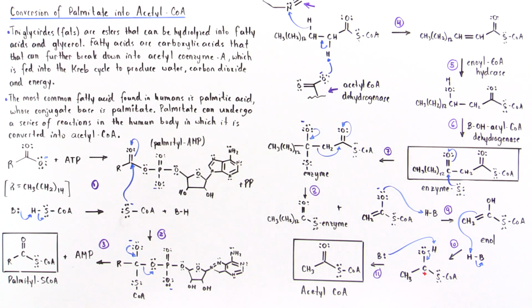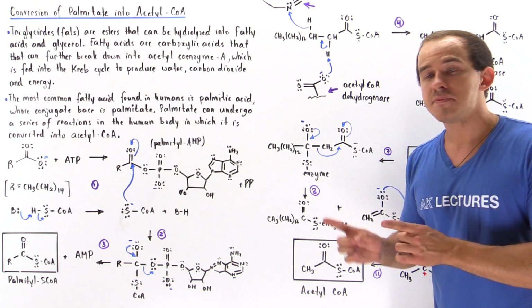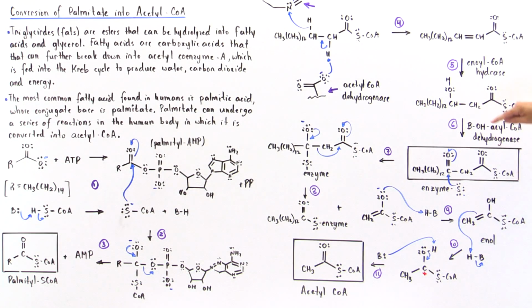And in the 6th step, another enzyme called beta hydroxyacyl coenzyme A dehydrogenase now takes off an H atom from our oxygen. So it takes off this H atom, and we also take off this H atom, and a pi bond is formed between this oxygen and this carbon. So we form this intermediate, which is basically our beta keto ester.